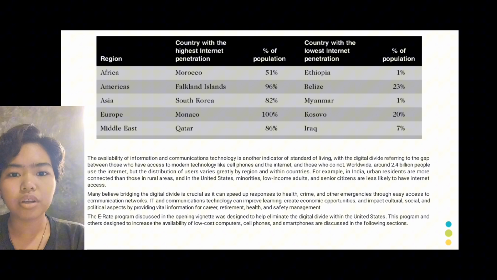IT and communication technology can improve learning, create economic opportunities, and impact cultural, social, and political aspects by providing vital information for career, retirement, health, and safety management. The E-Rate program discussed in the opening vignette was designed to help eliminate the digital divide within the United States. This program and others designed to increase availability of low-cost computers, cell phones, and smartphones are discussed in the following sections.